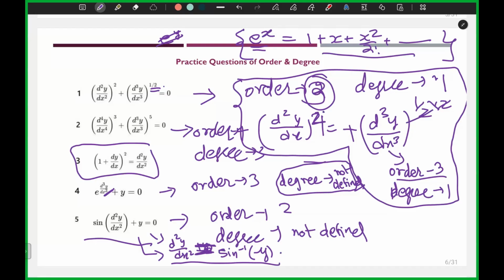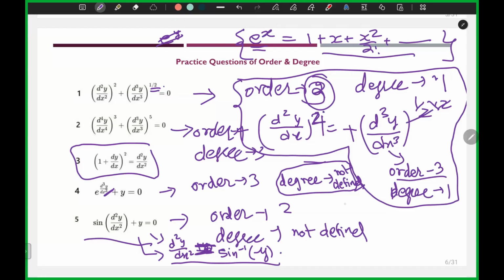But sir, there is another definition of degree: the power of the highest order derivative. So when we expand the exponential, like e raised to the power d3y over dx square, whatever the power of d3y over dx square is.